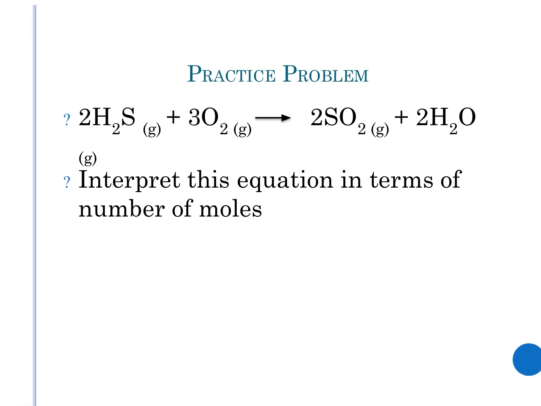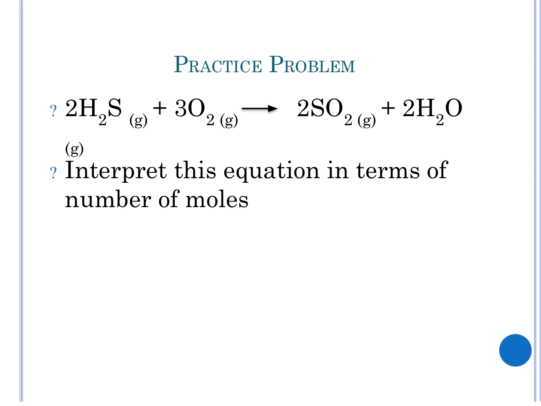Okay, so take a look at this equation up here. All we're going to do is interpret it in terms of number of moles. So how many moles of H2S are here? For every 2 moles of H2S, you have to react it with 3 moles of oxygen, and you're going to make how many moles of SO2? 2 moles of SO2, and you're going to make 2 moles of H2O.